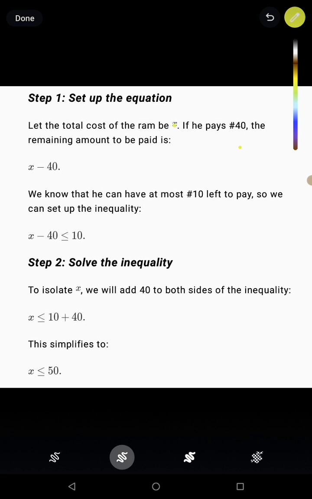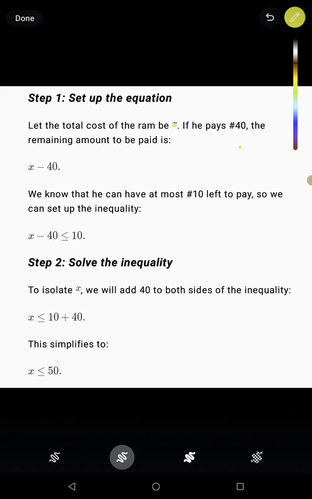Now they said we know that he can have at most 10 naira left to pay. So we said the inequality at most means what? Less than or equal to. At most is maximum. Then it may be less than that. At most, then it may be less than or equal to that thing. So that is x minus 40 is less than or equal to 10.